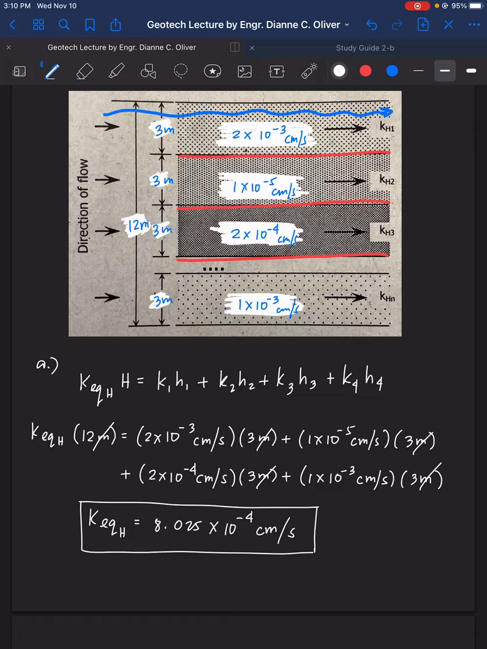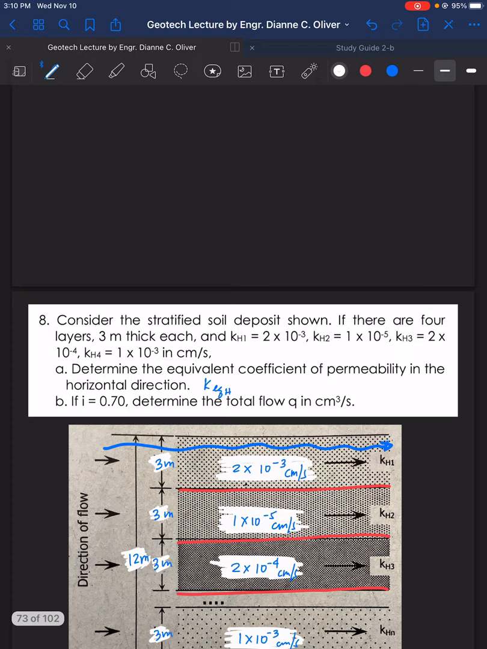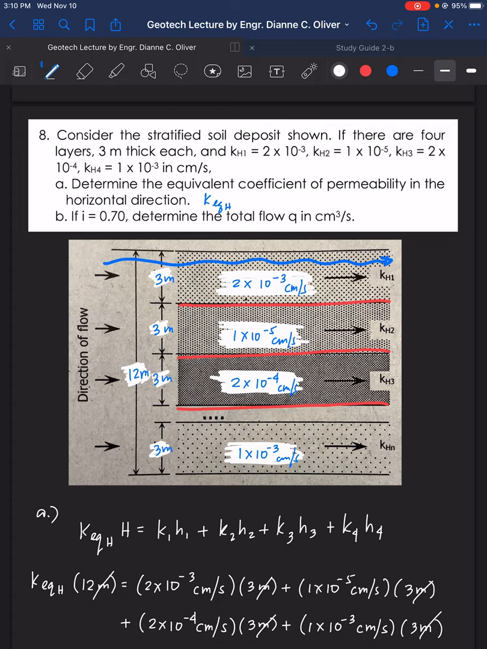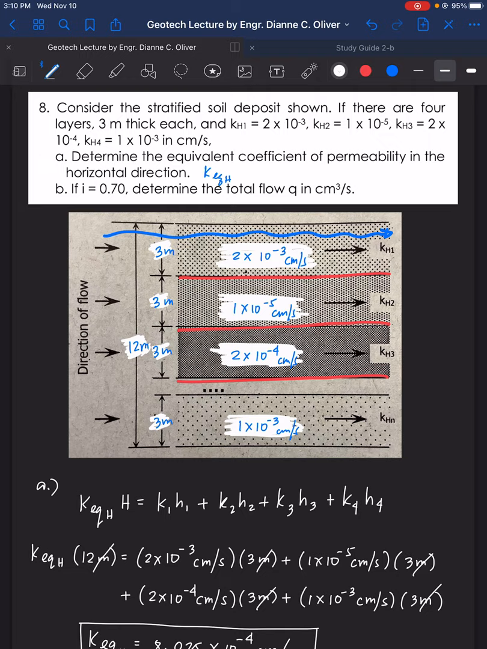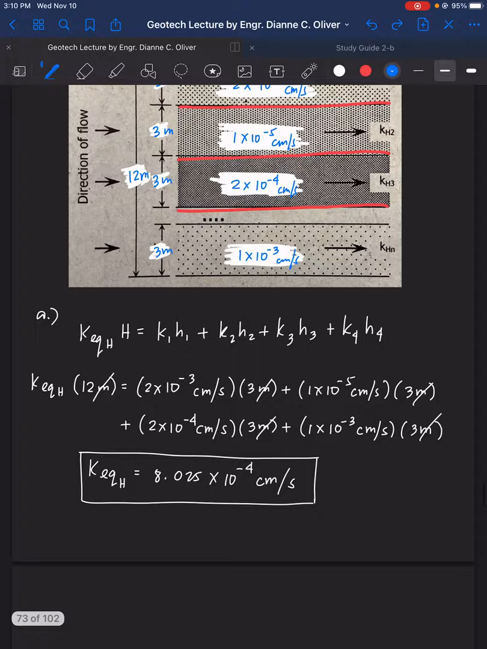Next, what we're looking for here is determine the total flow Q in cubic centimeter per second. Okay, so for the total flow, we have here two methods. You can solve for different Q: Q sub 1, Q sub 2, Q sub 3, Q sub 4. So you can compute 4 small Q, and then you get the total Q there. But the faster way is to get that K equivalent, or the total K here, which we have computed here.